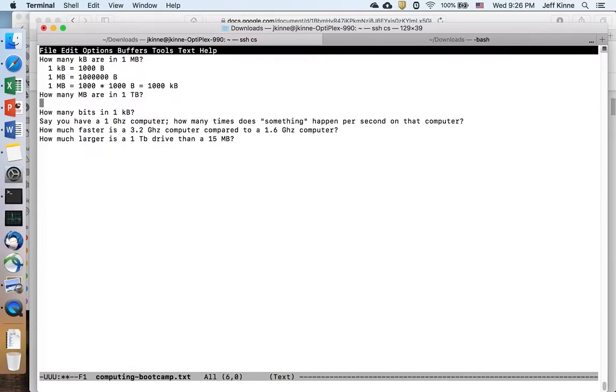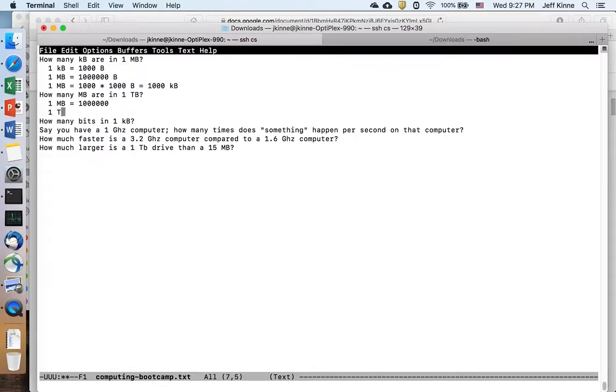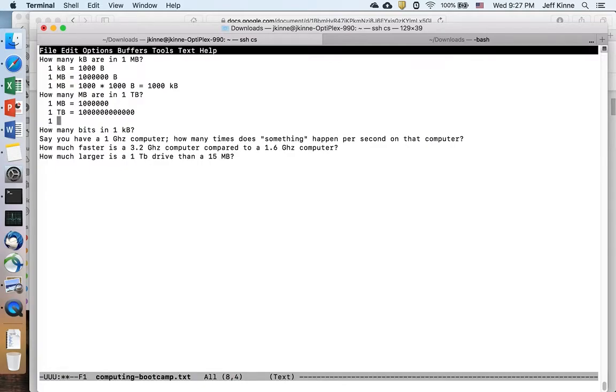How many megabytes are in 1 terabyte? 1 megabyte is 1 million bytes, 1 terabyte is 1 trillion bytes. 1 trillion is just a million times a million, so I have a million megabytes.